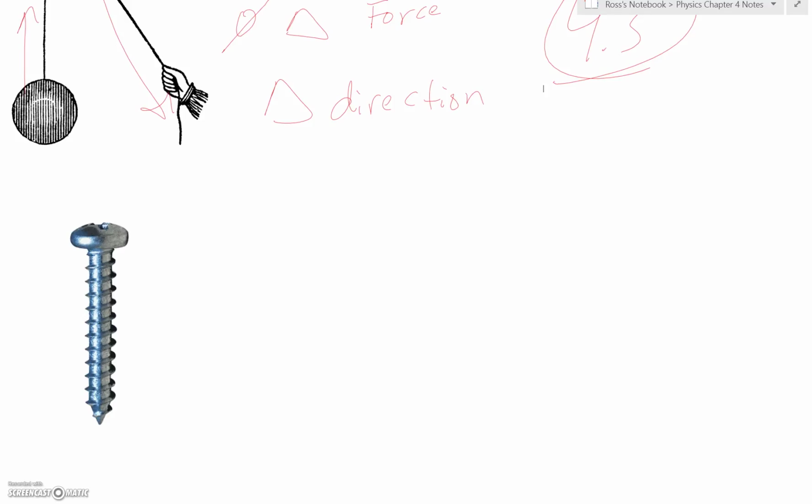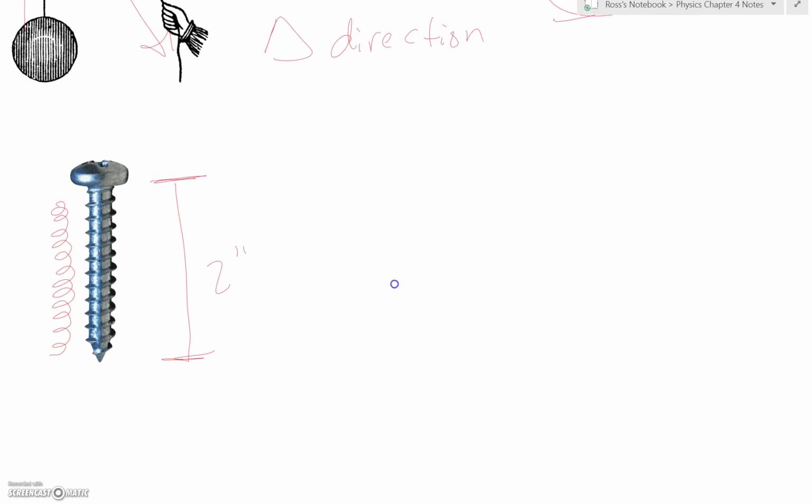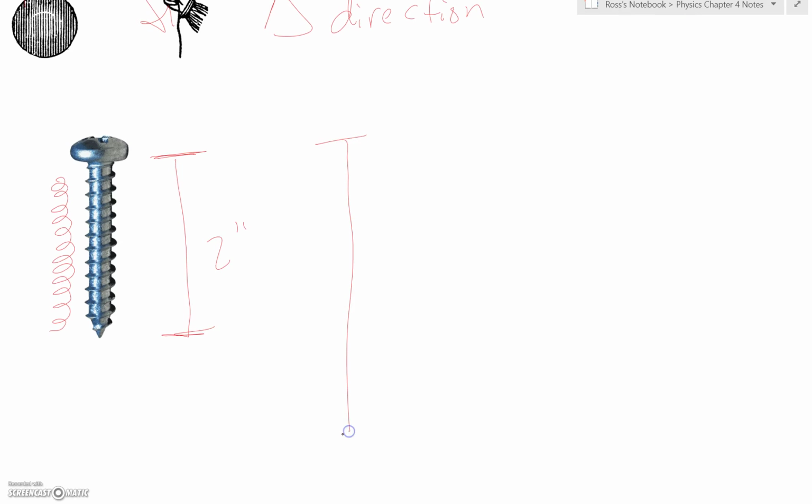Last example we're going to talk about is the screw here. The screw, if you stick it into the wood, it'll be about yay long. Let's call that 2 inches. But if we look at all of these threads here, if we got rid of the actual screw itself, those threads would look something like that. If we straightened them out, they would actually be 4 inches long. So that's going to give us more distance by 2 times, which means that the force we have to expend is going to be half. Half the force because of 2 times the distance.